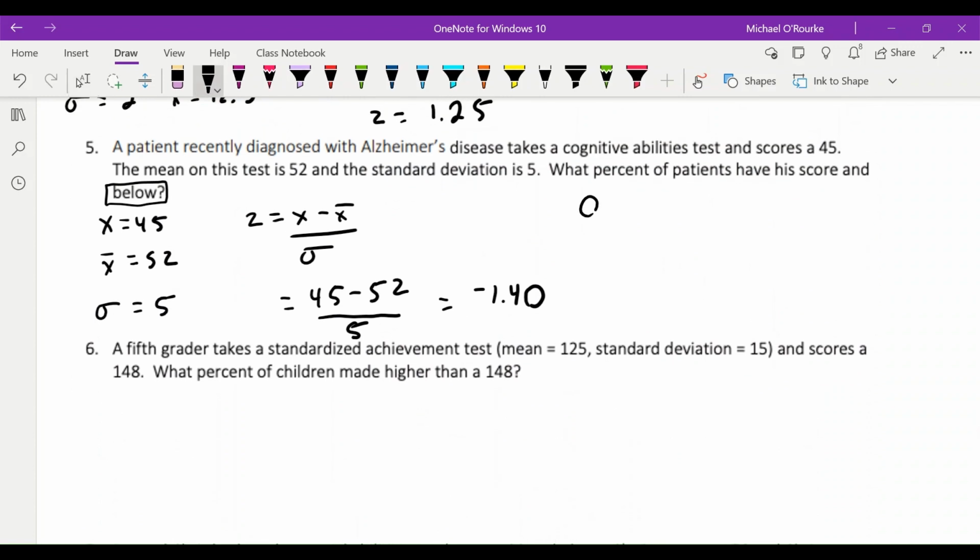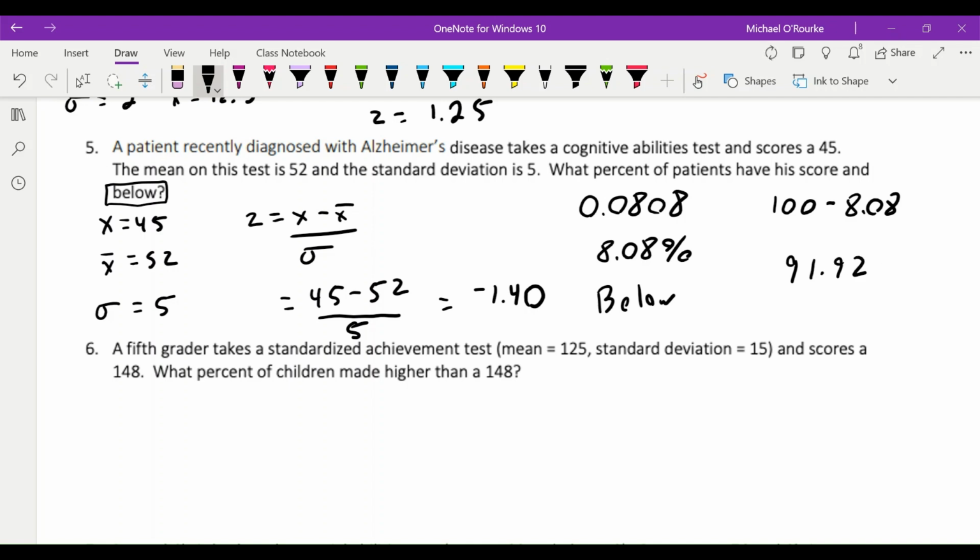So my answer here is 0.0808 or 8.08%. Okay, that's below. Now, if I was asked what percentage of patients with Alzheimer's disease score higher than that, I'd do 100 minus 8.08, which would equal what, 91.92% would be above. Okay.